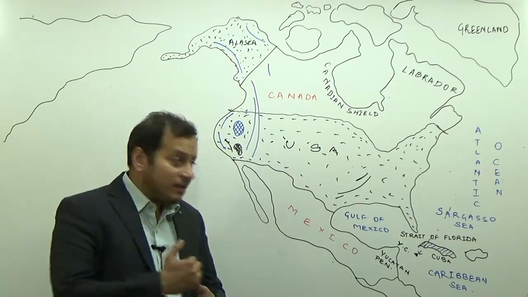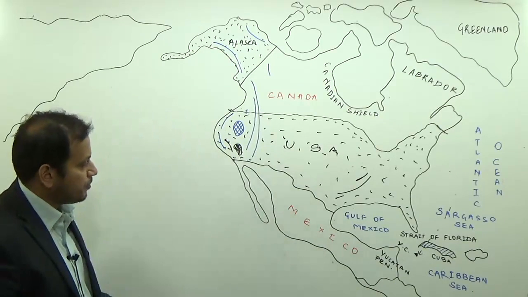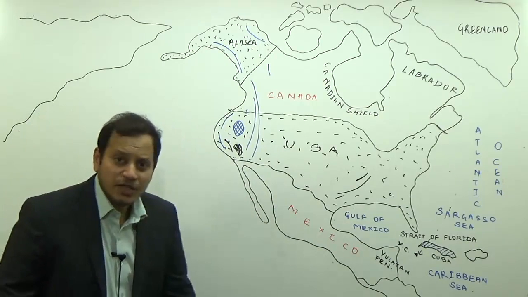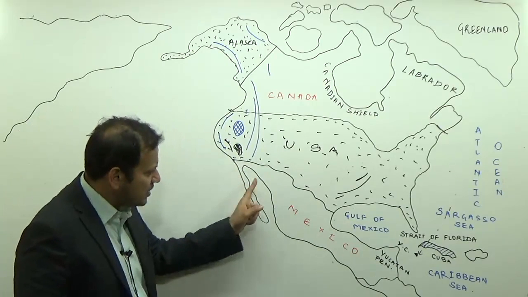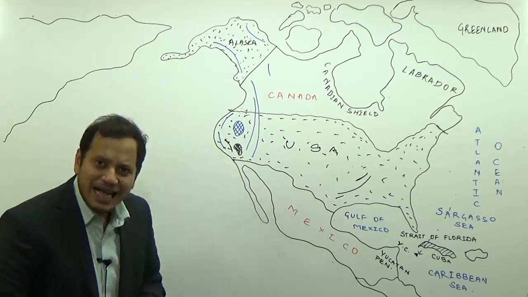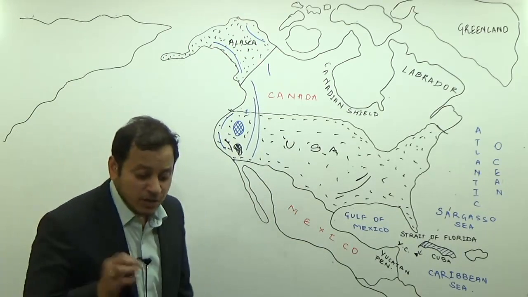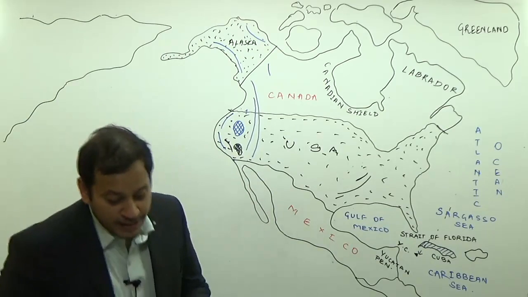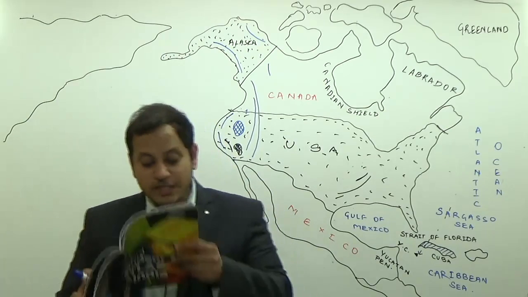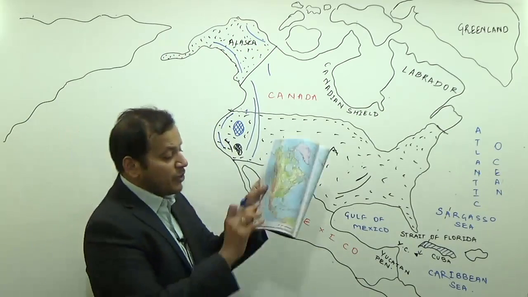Now coming to the next part, that is the USA. The first thing I want to ask you is what determines this border between the USA and Mexico? It is determined by a river which is known as the Rio Grande River system. So can you see the Rio Grande River?